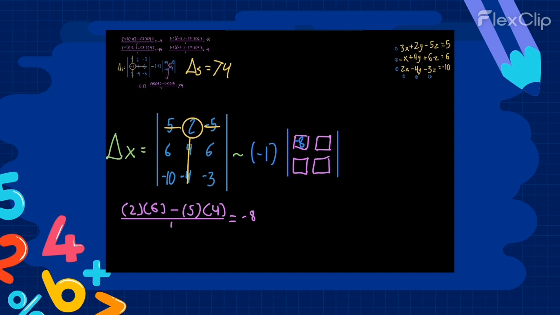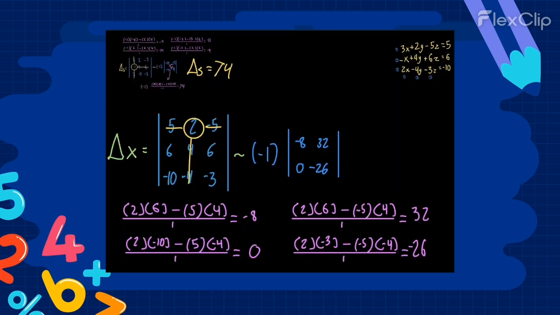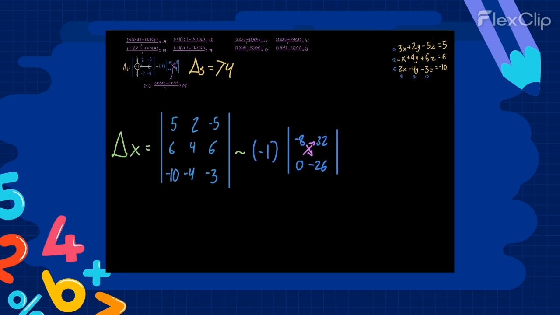So also we have to remember our cofactor. In this case, the pivot we choose has a cofactor of -1. So our second determinant is going to be multiplied by -1. We search for all numbers. So our second determinant is going to be -2, 32, 0, and -26 times -1.